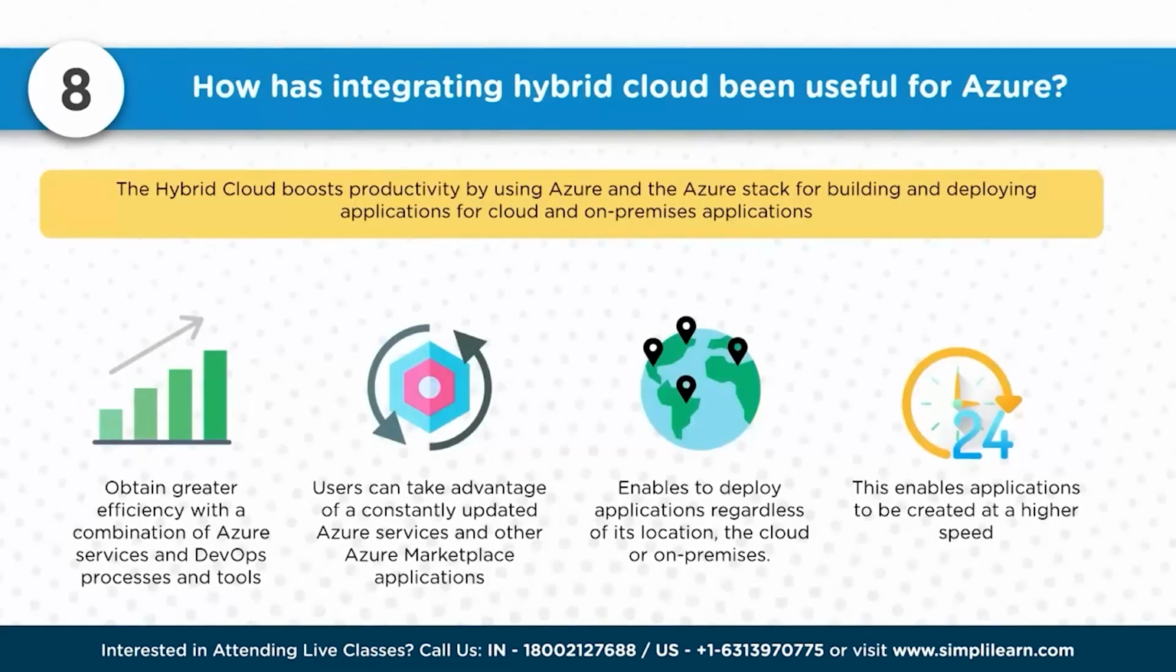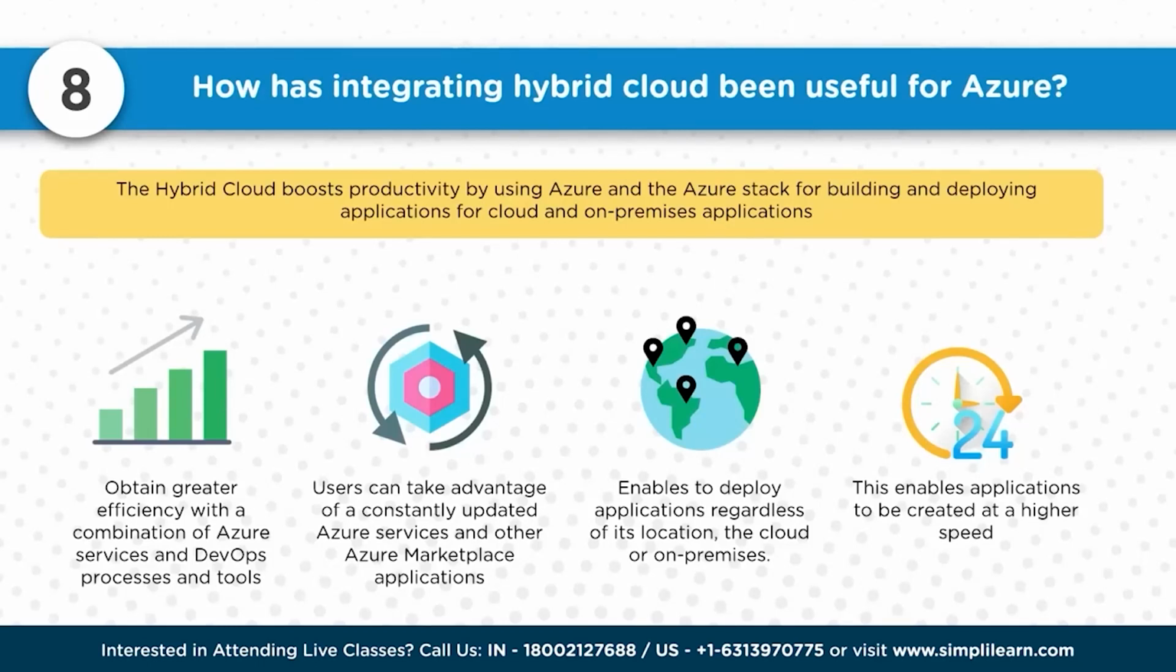Another question is, how has integrating hybrid cloud been useful for Azure? Well, with the use of hybrid cloud, we get the best of both worlds. So what's hybrid cloud? It's nothing but combining the public cloud and the private cloud and allowing data and applications to be shared between them. Whenever the compute or processing demand fluctuates, hybrid cloud computing gives businesses the ability to seamlessly scale their on-premises infrastructure into the public cloud and handle any kind of overflow in the requirement. So it really helps.